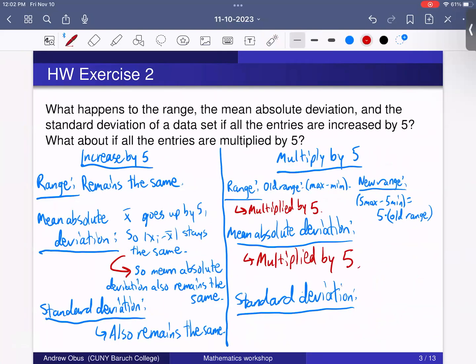At some point, maybe I'll write this up a little bit more carefully. I don't want to do that right now. Maybe I'll send it later, just because I want to make sure we have enough time to move onto the new topics for today. But it turns out that the standard deviation here also gets multiplied by 5.